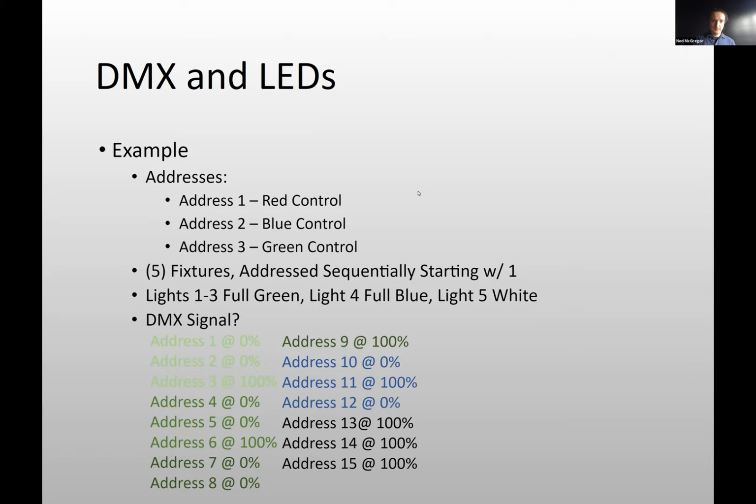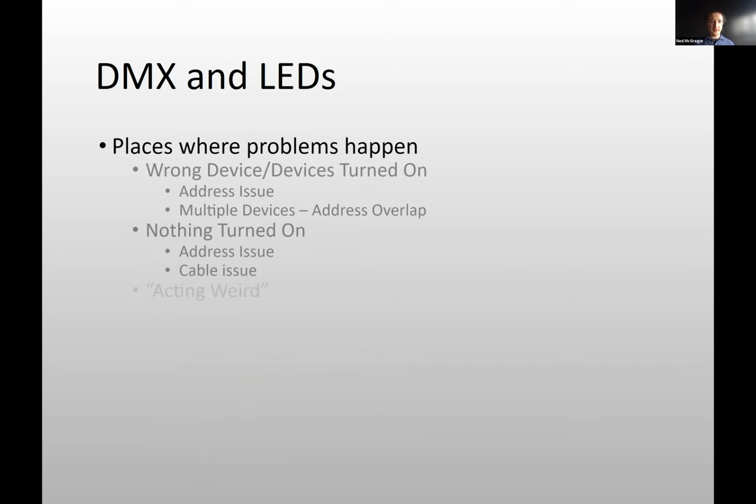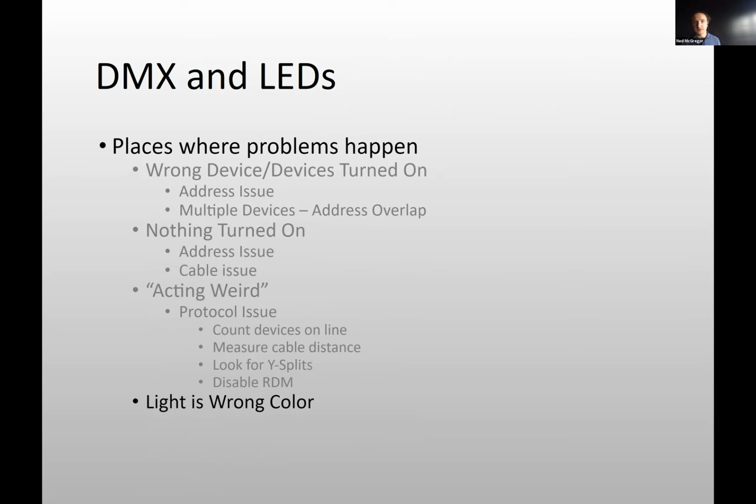Going back to places where problems happen, this is all the same stuff, except now you have your light being the wrong color, because earlier your light was just on or it was off. Now you could have addressed it wrong. So, right, think about that.